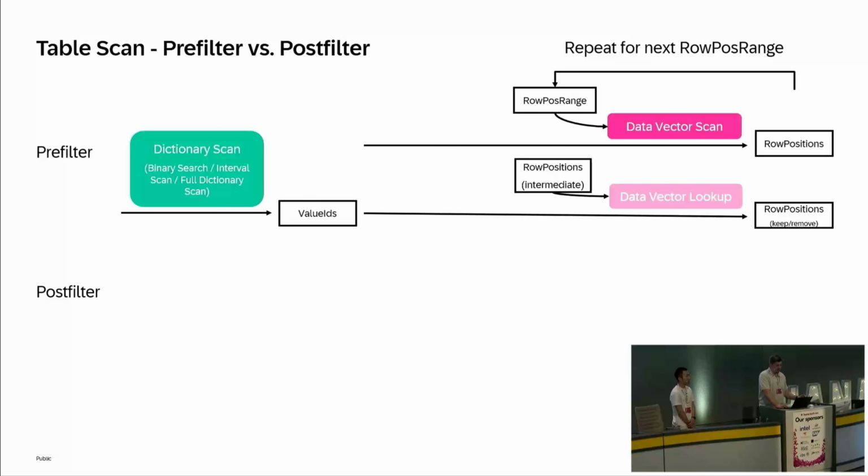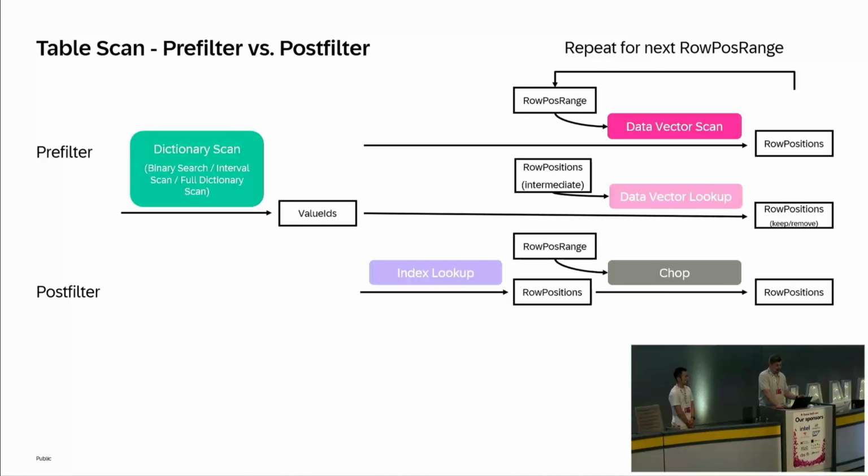Then if we already have such an intermediate result of row positions, we can also do lookups into the data vector and check if the value ID is on this row. Then we can decide if we keep or remove the row positions. And if there's an index, we can use the value IDs to look up the index, which gives us the row positions. And then we just need to chop the list of row positions to the current range that we are looking at.